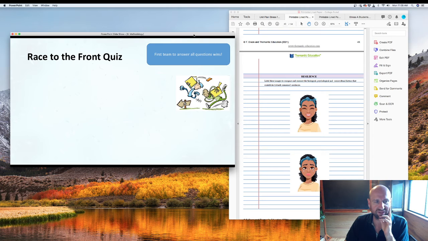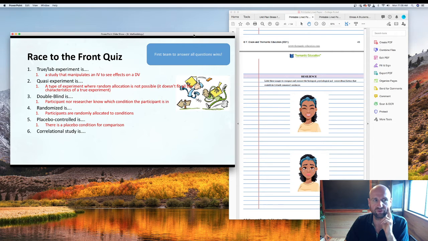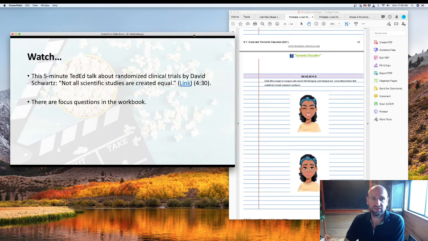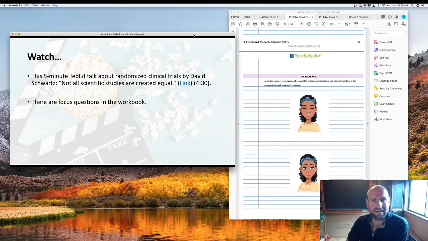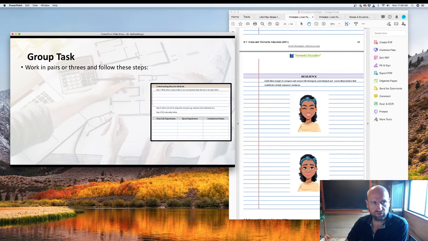So race to the front based on definitions. This is a good way to review. If you've already covered this, you might not have. So if you haven't already covered these terms, you can make it open book. Good short video here about the gold standard randomized clinical controlled trials.